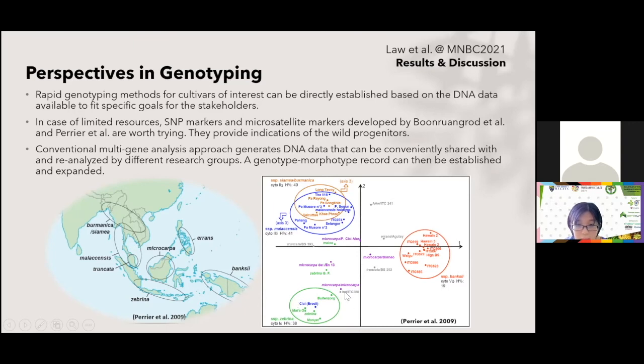So this Zebrina is here, which is far from the Bank CI, and then Malaccensis in blue, and this Burmannica-Siamea in brown. Microcarpa, to them, is too diverse to be considered a natural group, and Truncata is also quite diverse. That is what they found out. But they used 22 microsatellite markers.